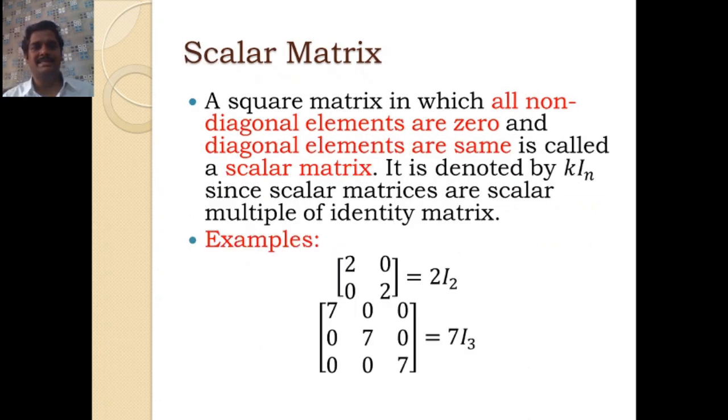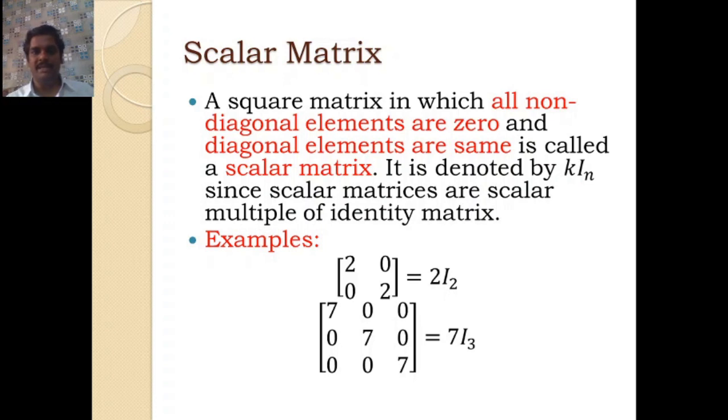The next type is a scalar matrix. What is a scalar matrix? A square matrix in which all non-diagonal elements are 0 and diagonal elements are same. So scalar matrix is a square matrix first of all. The second thing is non-diagonal elements has to be 0, and third thing, all diagonal elements has to be same.